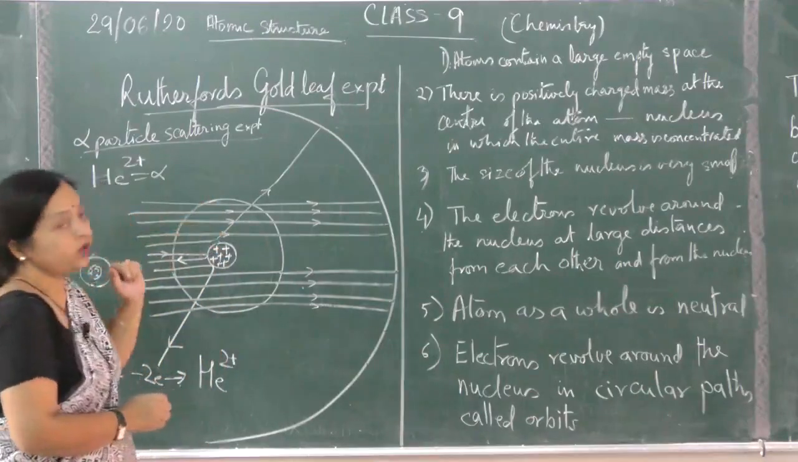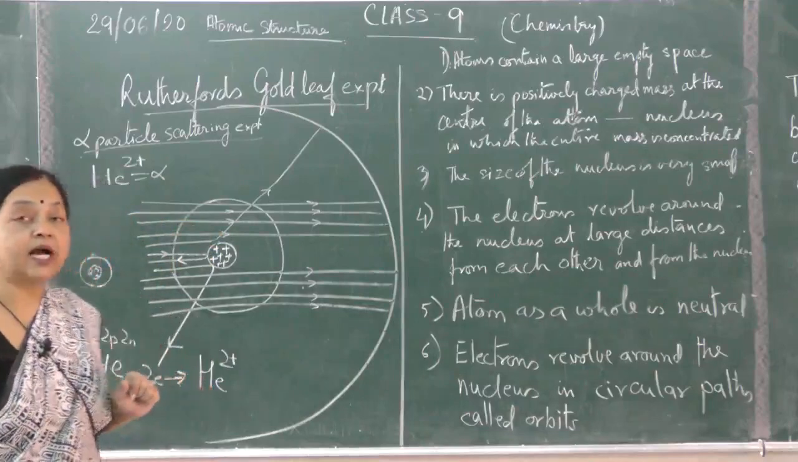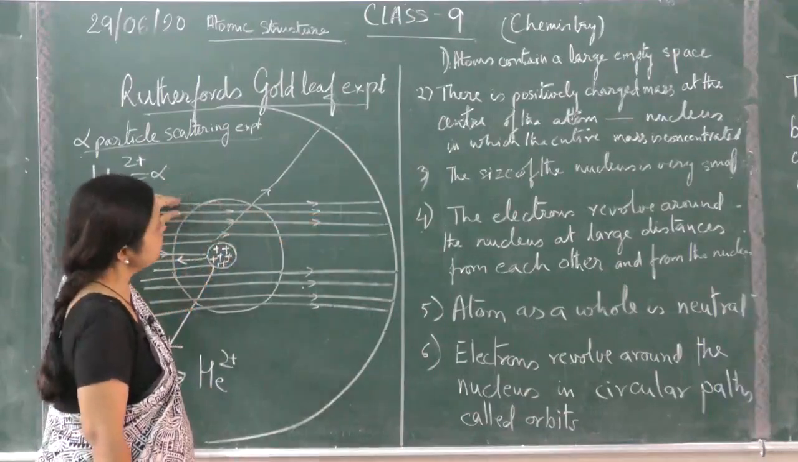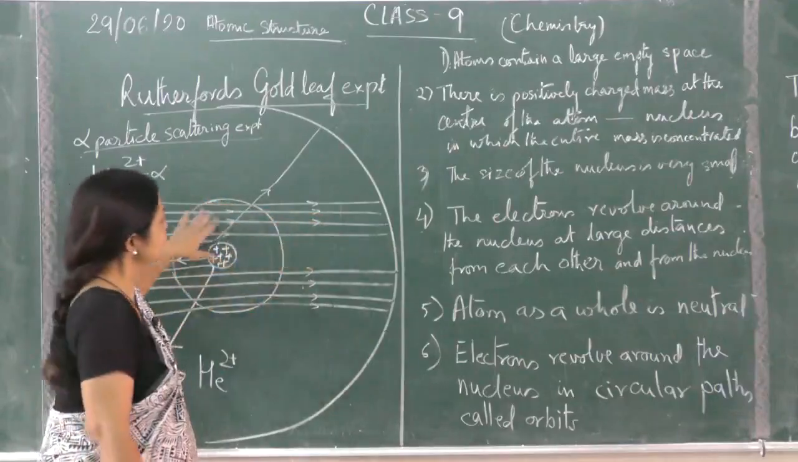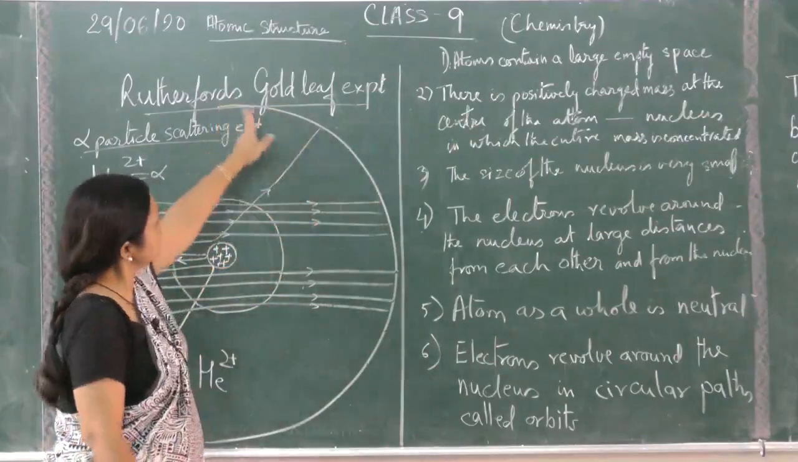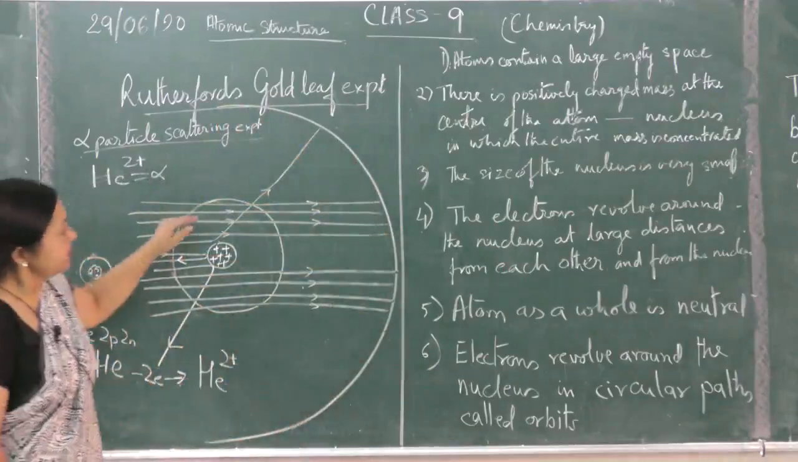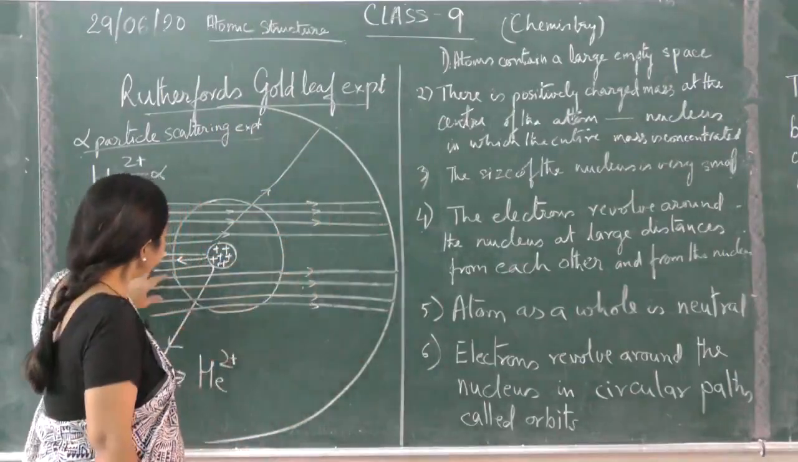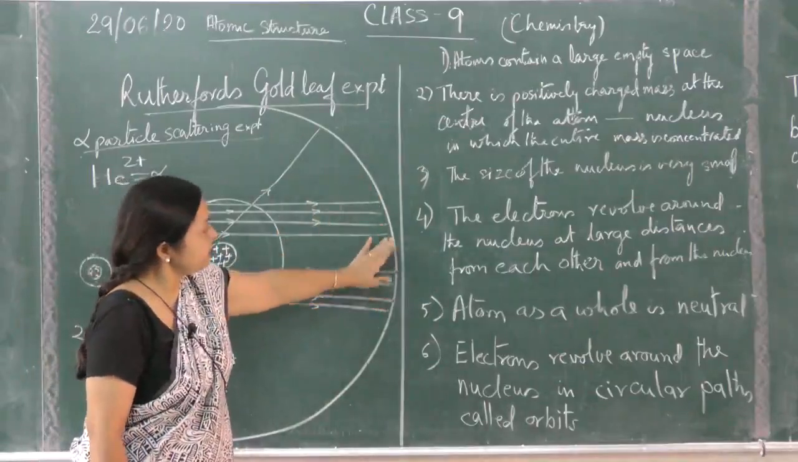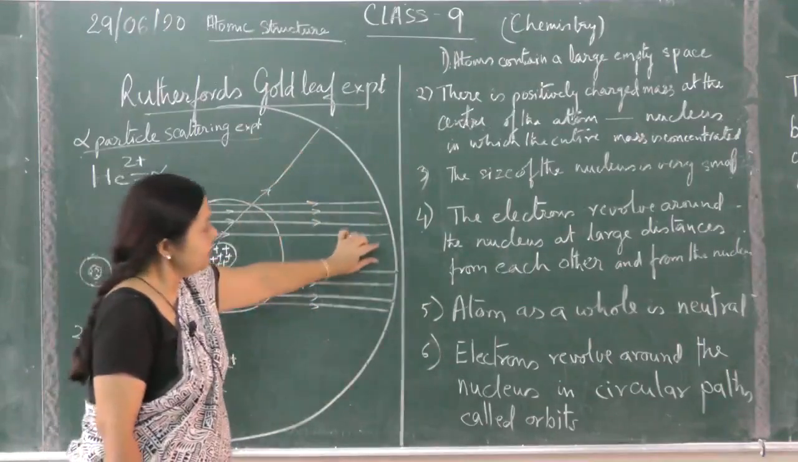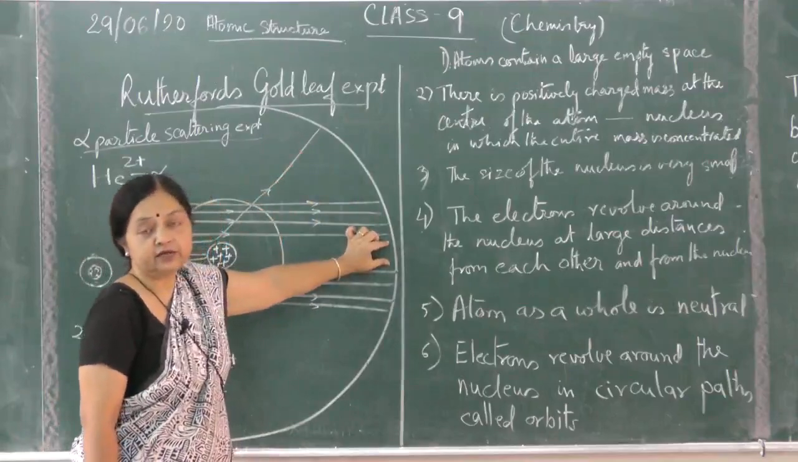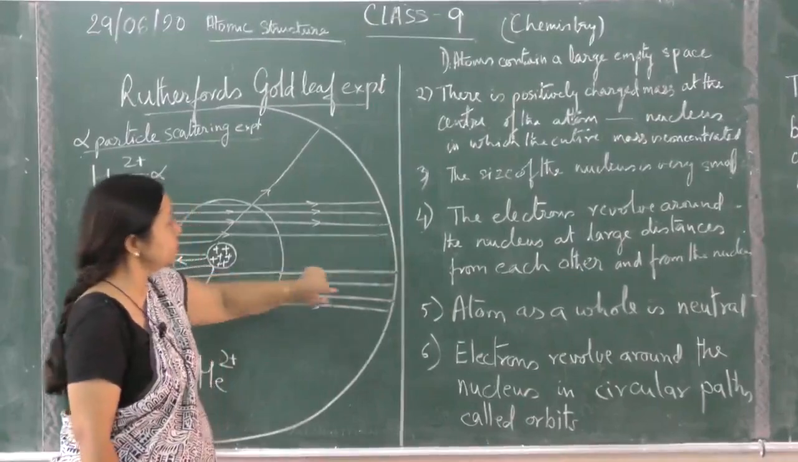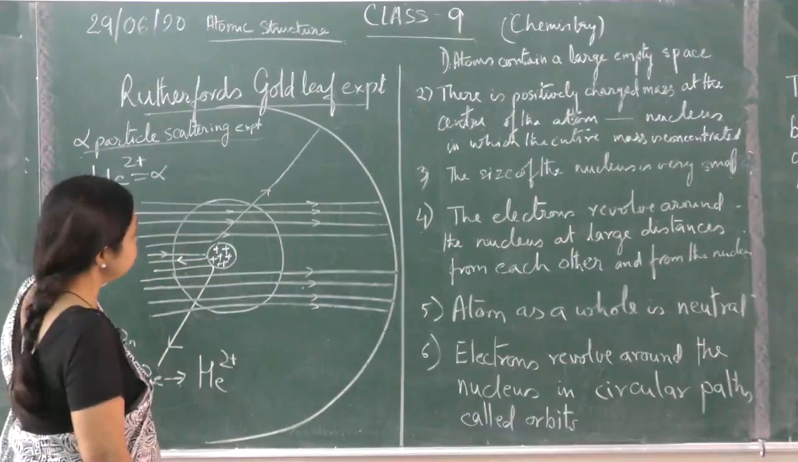So what happened? What did he notice? He noticed that most of the helium particles passed undeflected. They just went across and made scintillations on this circular zinc sulfide screen over here. Most of the particles went straight and hit the screen. Only in the center there was a shadow, a very small zone where there were no scintillations.